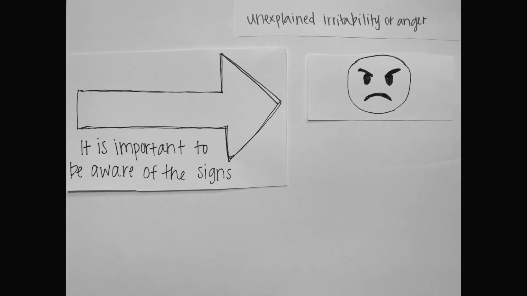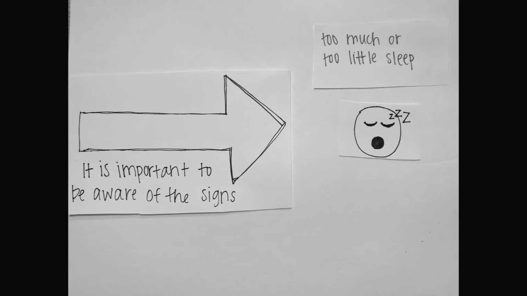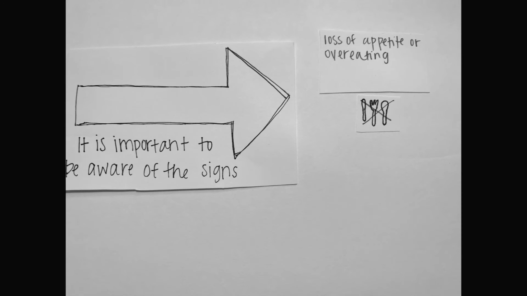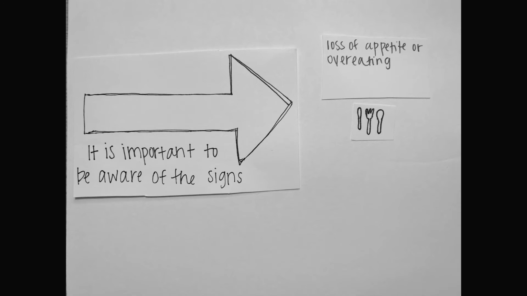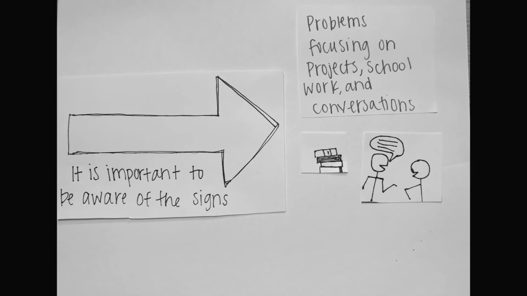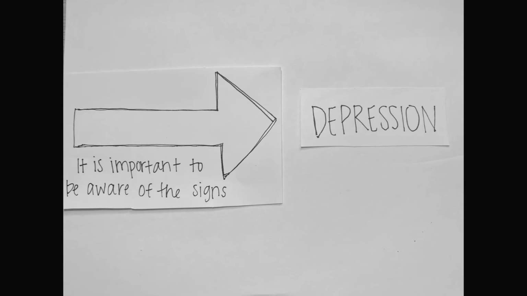Though keep in mind that every child is different, and how one reacts to trauma may not be true to another one. Common signs include unexplained irritability or anger, too much or too little sleep, overeating or loss of appetite, problems focusing on projects, schoolwork, and conversations, and signs similar to depression.